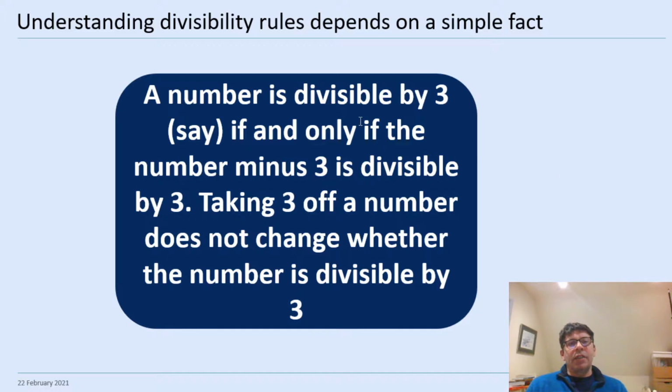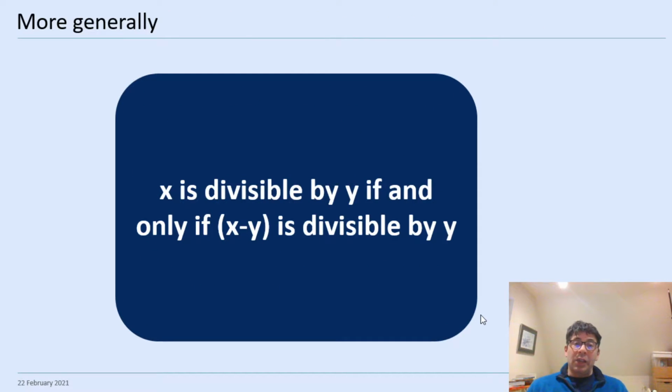What I realised is that understanding these rules depends on a simple fact: a number is divisible by 3, say, if and only if the number minus 3 is divisible by 3. So taking 3 off a number doesn't change whether or not it's divisible by 3. 33 is divisible by 3. If we take 3 off, we get to 30, which is also divisible by 3. And more generally, x is divisible by y if and only if x minus y is divisible by y. So taking y off x doesn't change whether or not x is divisible by y.